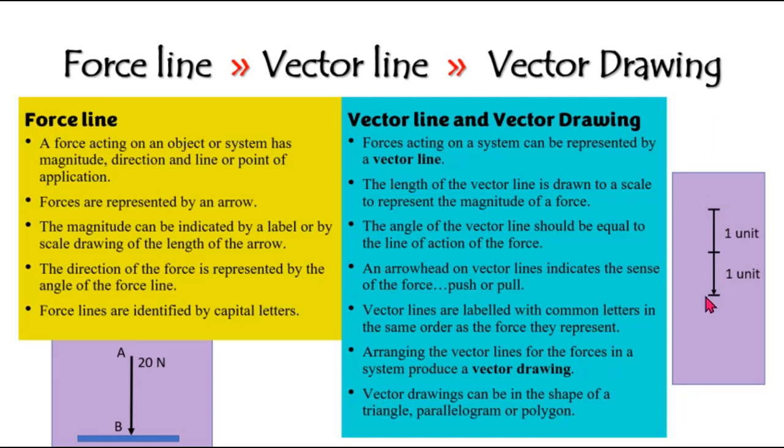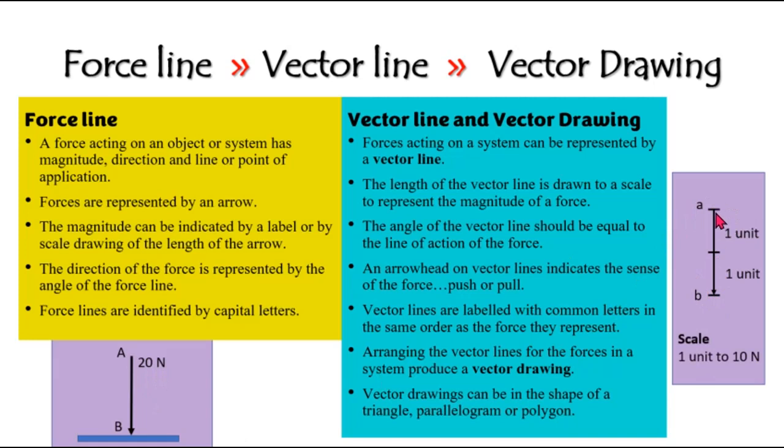So naturally, remember, we must label it with common letters, just as you've seen here, in the same order as the force they represent. So this is representing this, and so the label must be AB in the same order. Now finally, we need to indicate what scale we used to draw this vector line. And that is key. You have to indicate the scale. So if this force was 20 newtons, and this vector line was drawn to 2 units, what then do you think would be a suitable scale? If you guessed 1 unit to 10 newtons, then you would have been correct.